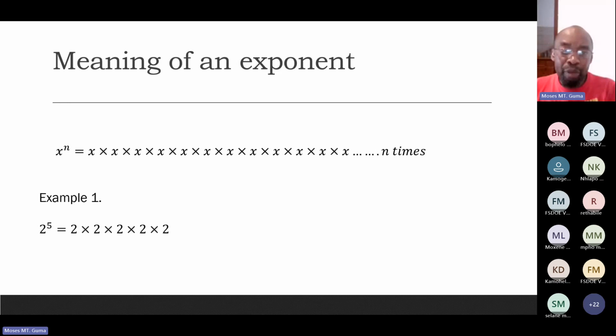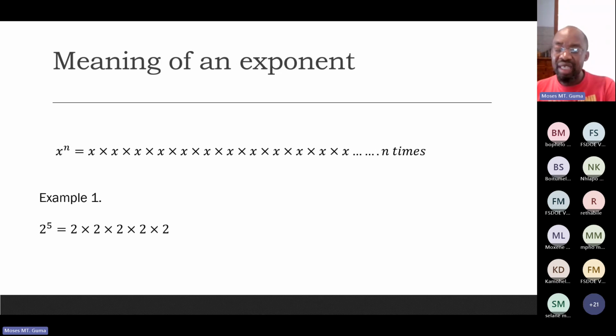My example to break this explanation down is as follows. If you have 2 to power 5, that means 2 multiplied by 2 multiplied by 2 multiplied by 2 multiplied by 2. But how many times? It would be 2 multiplied by itself 5 times. Like we said, if it is x to power n, it means x multiplied by itself n times. In this case, it means 2 multiplied by itself 5 times. Let's move on. I hope that you are with me.